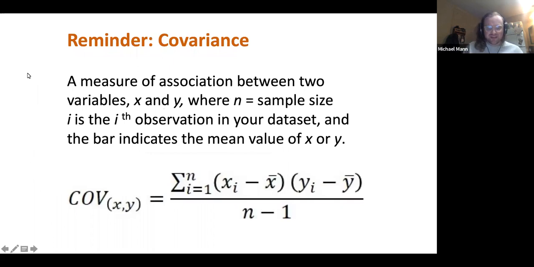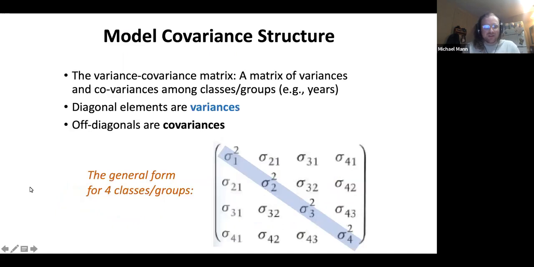Before I dive into the nuts and bolts of what you're actually doing, I just want to give a reminder of how you measure covariance. Covariance is a measure of association between two variables, in this case x and y, of a sample size of n. If you follow this formula, where you take each x value, subtract the mean of x, and take each y value, subtract the mean of y, multiply them, sum them up, and divide by n-1, you get the covariance. A high covariance value means that there's a strong association between the two. And we're going to use these to build these covariance structures.